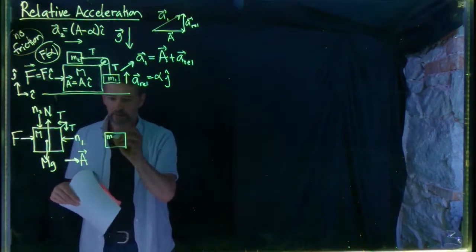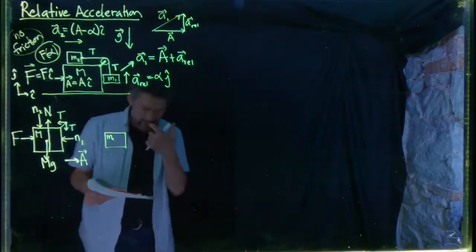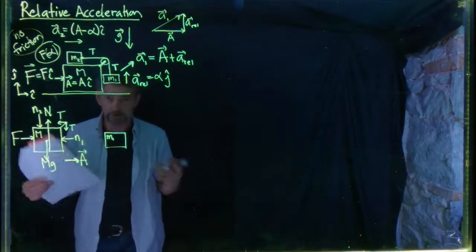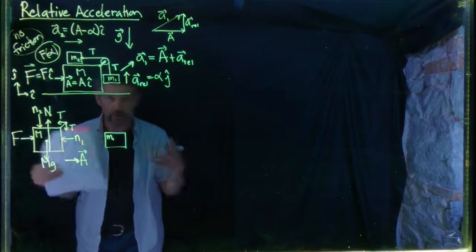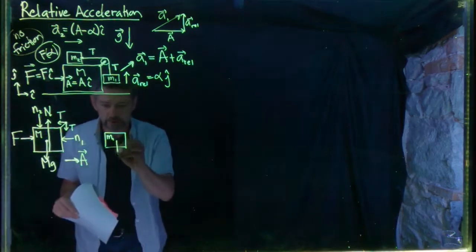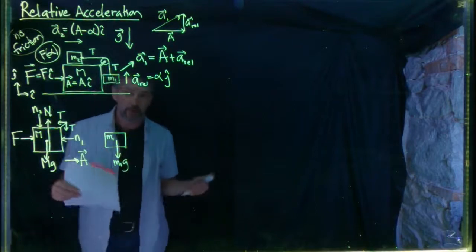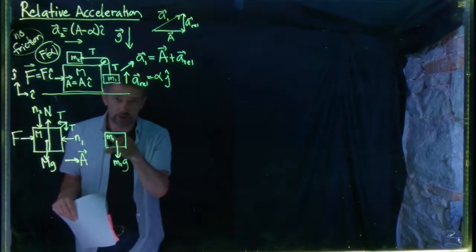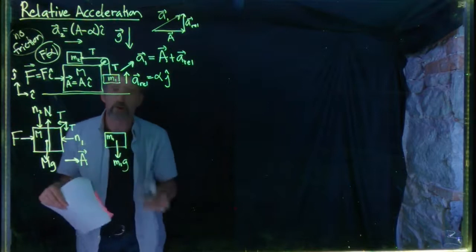Here is M1. Great, M1. And so you think forces: field forces, contact forces. Only a gravitational field here. It pulls down with a magnitude m1g. And then we think contact forces. What's touching m1 and exerting forces on m1?